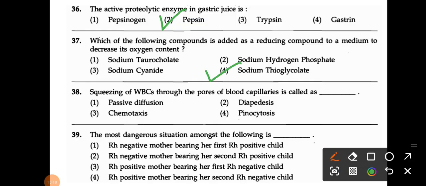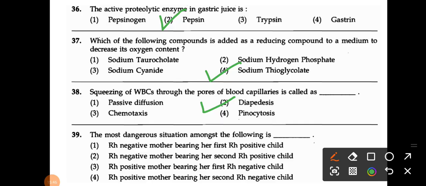Now, squeezing of WBC. What is that phenomenon? Passive diffusion, diapedesis, chemotaxis, and pinocytosis. The correct answer is diapedesis, because passive diffusion is for drugs, like the processes of ADME, so mostly drugs diffuse by passive diffusion. And pinocytosis is again for drug transport. So that's why diapedesis is the answer, which is nothing but squeezing of WBC.